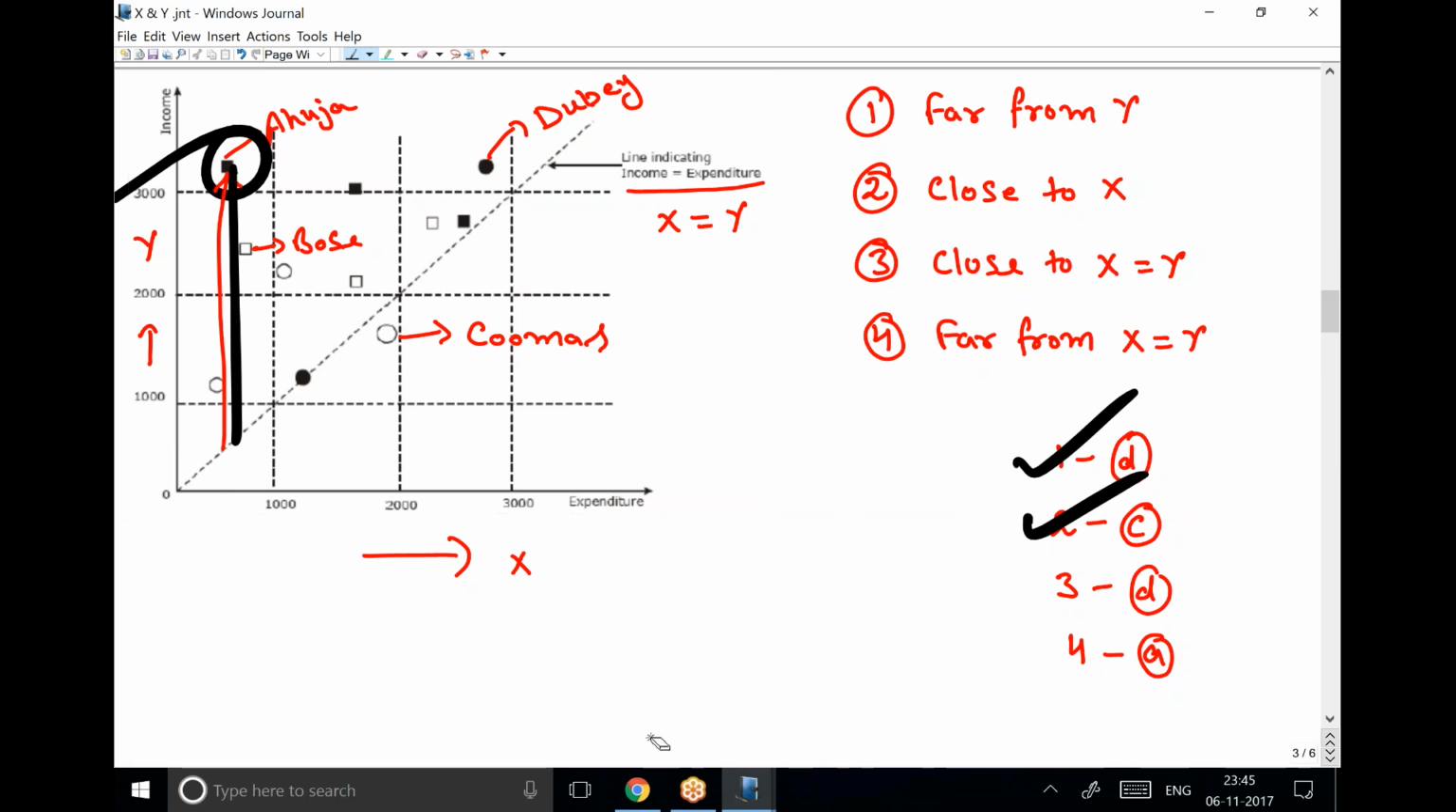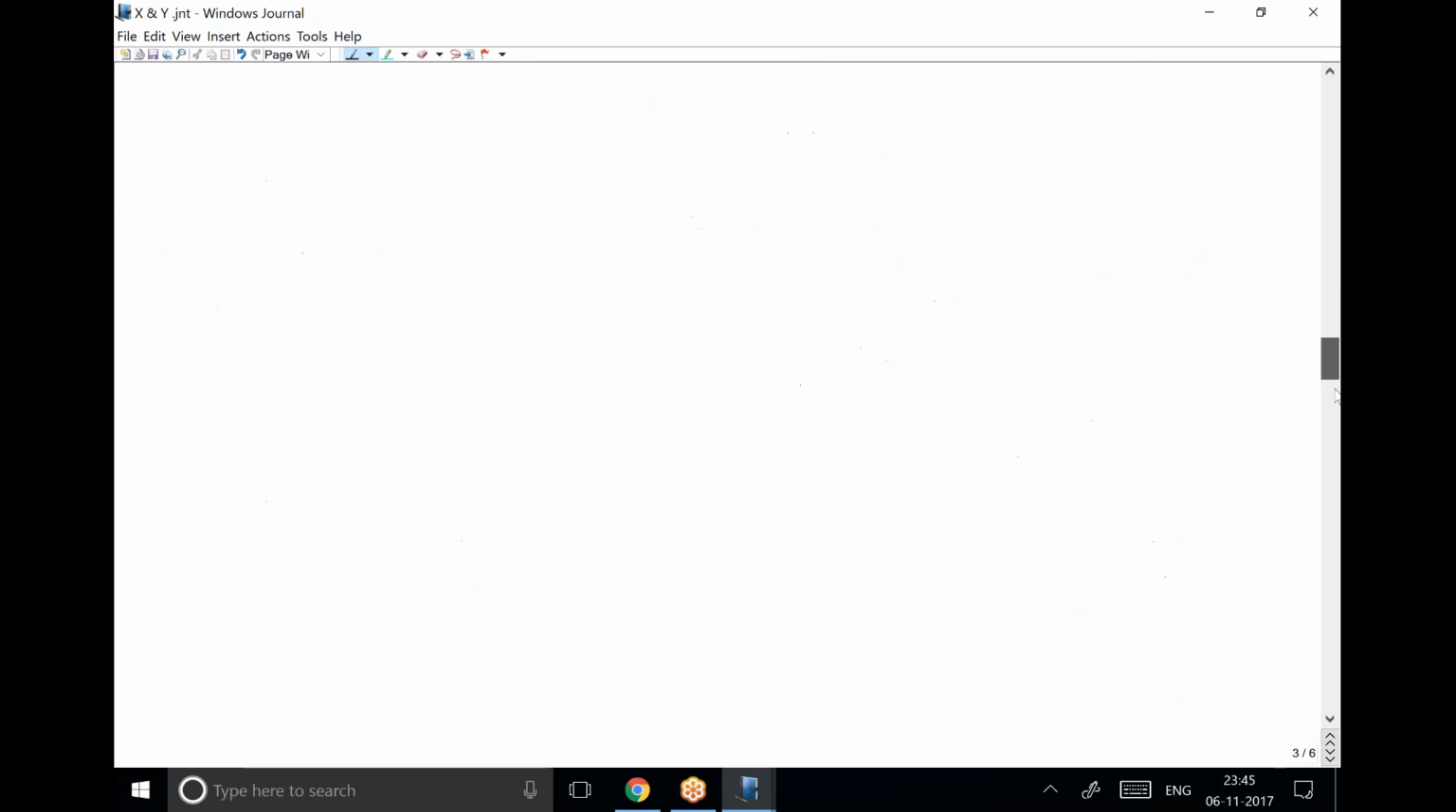So the meaning of the first question: far from the y-axis. Second question: close to the y-axis. Third question: close to x into y. And the last question: far from x into y. So these are the questions based upon x and y segments. Look at the next question.